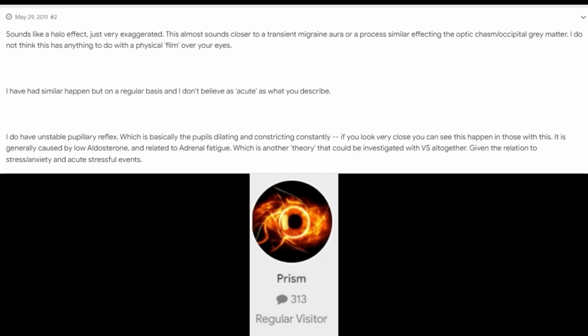I do not think this has anything to do with a physical film over your eyes. I have had similar happen, but on a regular basis, and I don't believe as acute as what you describe. I do have unstable pupillary reflex, which is basically the pupils dilating and constricting constantly. If you look very close, you could see this happen in those with this. It is generally caused by low aldosterone and related to adrenal fatigue, which is another theory that could be investigated with VS altogether, given the relation to stress, anxiety, and acute stressful events.